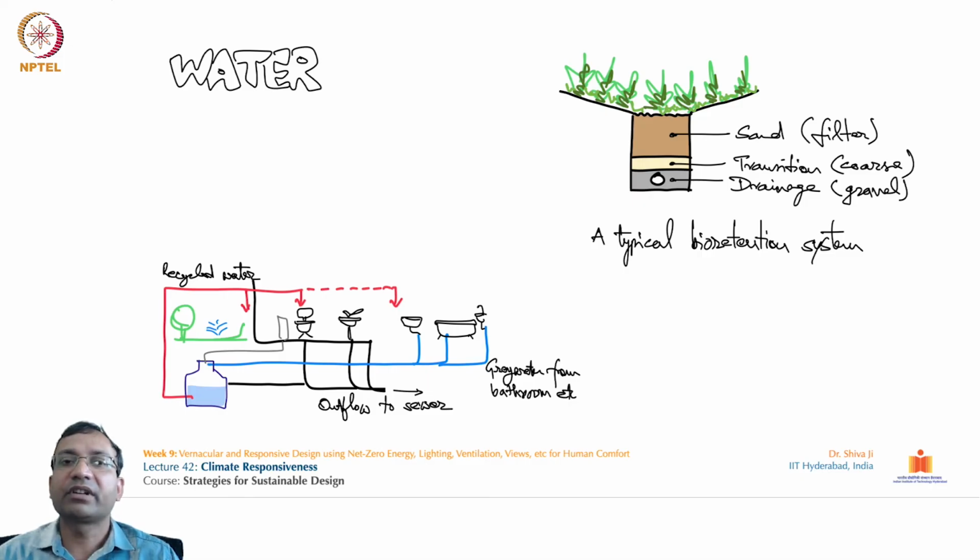So these are a number of strategies which we saw in this lecture, which are directly related with the climate and climate responsiveness. So maneuvering with the help of these would definitely result in a positive way, because this has been tried and tested over centuries, and the examples we have already seen in the vernacular architecture lecture.